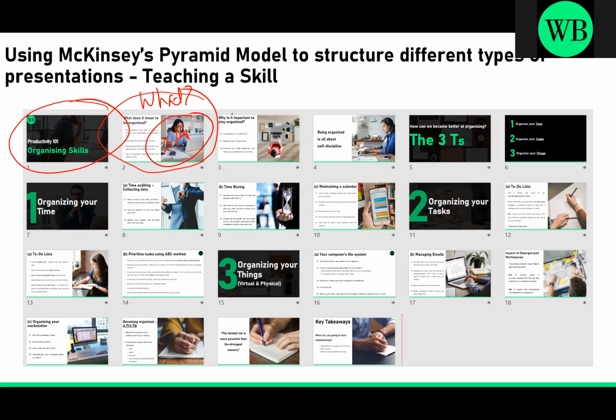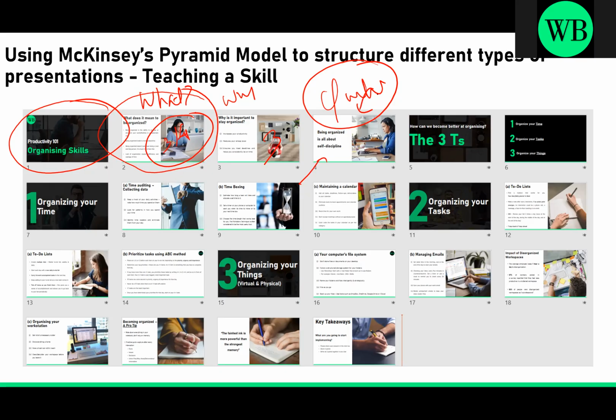Then after we're done with that, we answer the next question as to why is it important to be organized. And here again, as you see, there are 3 points that we've shared on why you need to be organized. Then the next thing that we've done is we've tried to start with some kind of a quote, right? Some kind of an important message here. Being organized is all about self-discipline, right? That's kind of the main thought or quote that we have on this subject. So we shared that right off the top.